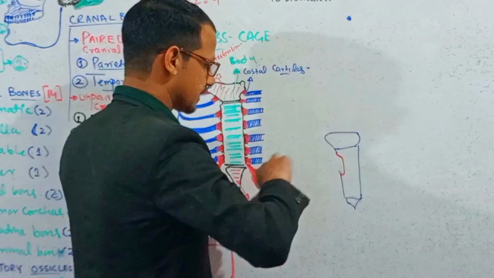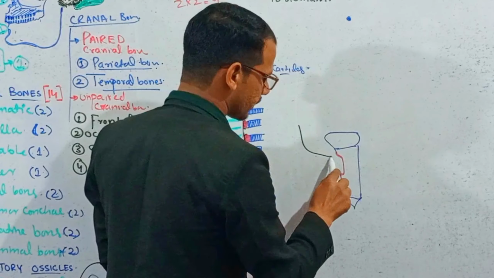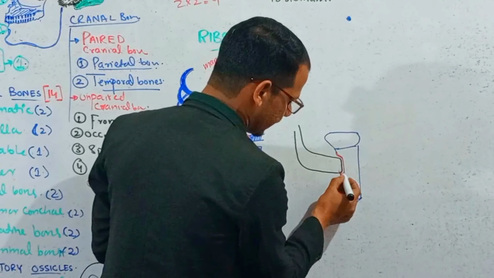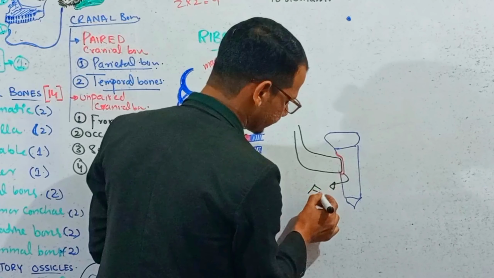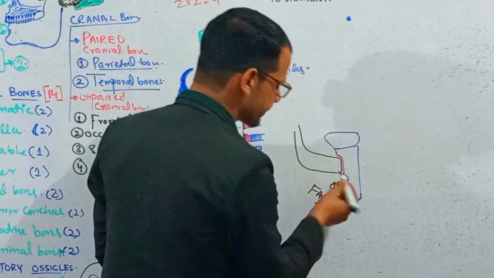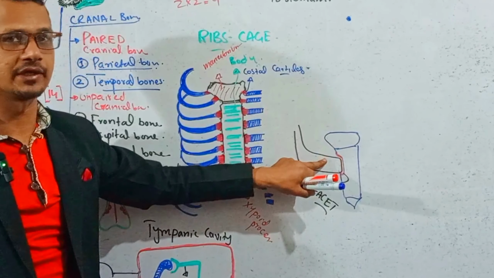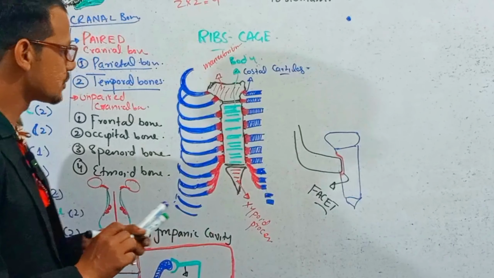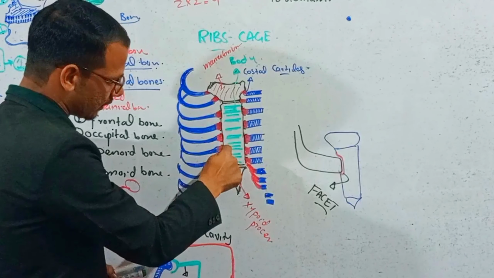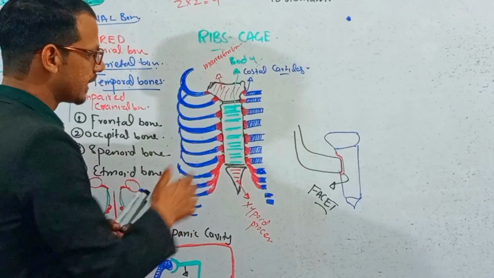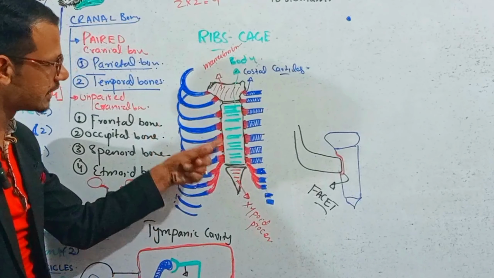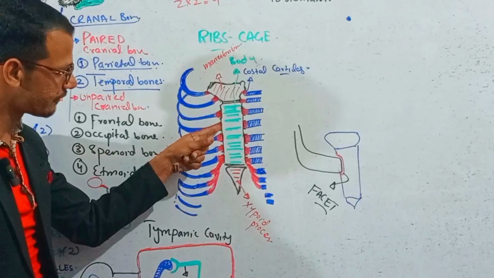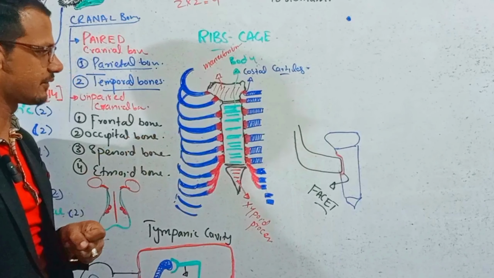For example, this is a rib. This red area is called the facet. If the first rib is attaching here, this is called facet 1. Then second facet, third facet, fourth facet, right? So these are the facets in which the ribs are attached. And these reds are the costal cartilages. This is costal cartilage 1, costal cartilage 2, costal cartilage 3, 4, 5, 6, and 7, right?